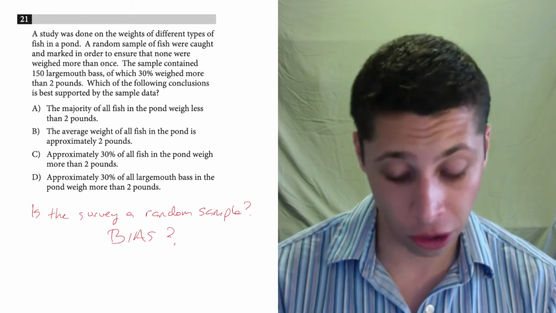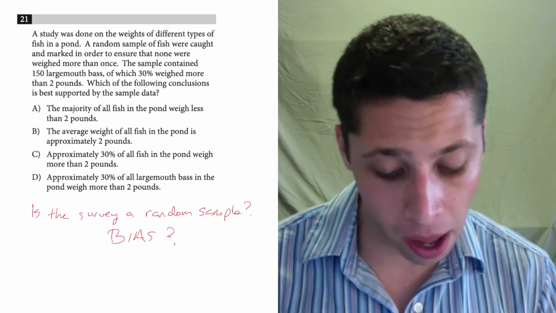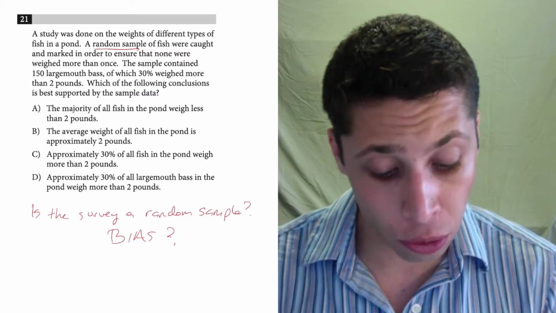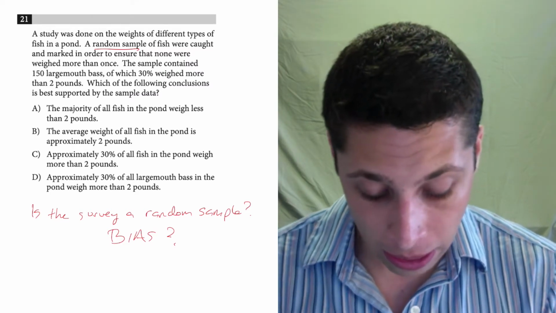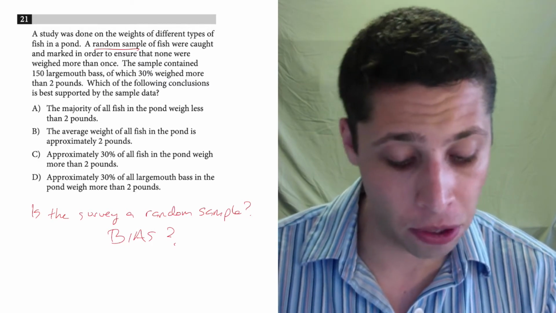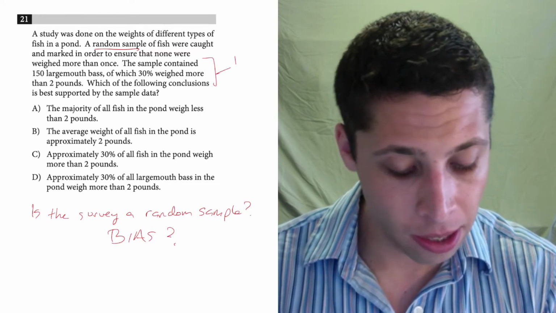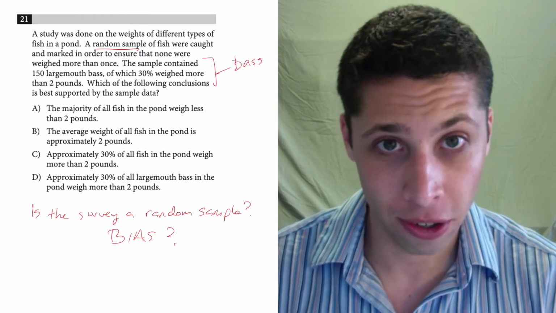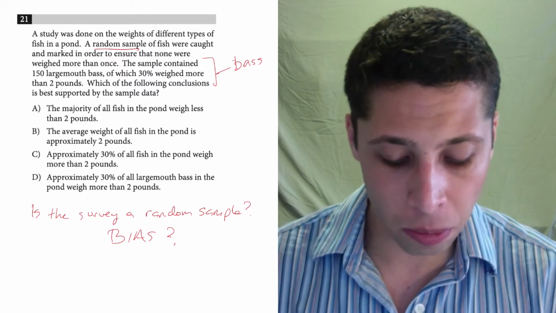So let's look at the question. Let's look at the situation. A study was done on the weights of different types of fish in a pond. A random sample of fish were caught and marked in order to ensure that none were weighed more than once. That sounds pretty good. That's what you want to do. The sample contained 150 largemouth bass, of which 30% weighed more than 2 pounds. So that data point is just the bass, not all the fish. They're narrowing the results here. Which of the following conclusions is best supported by the sample data?